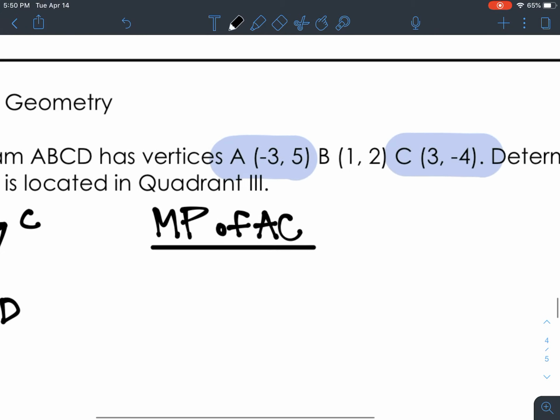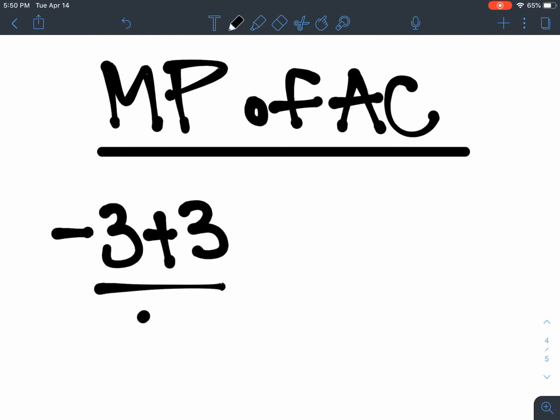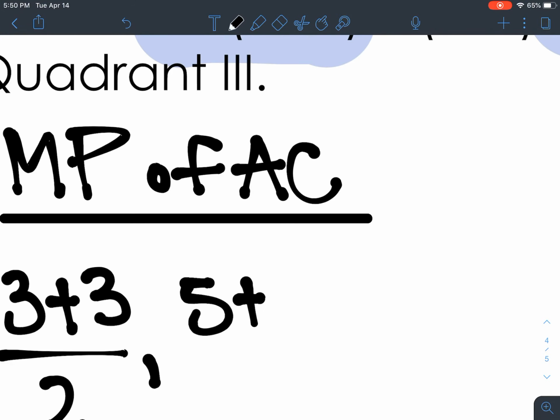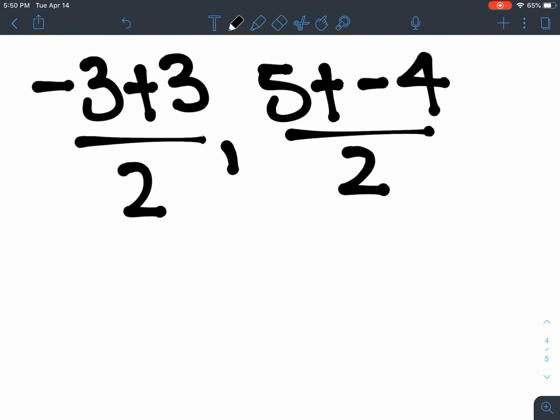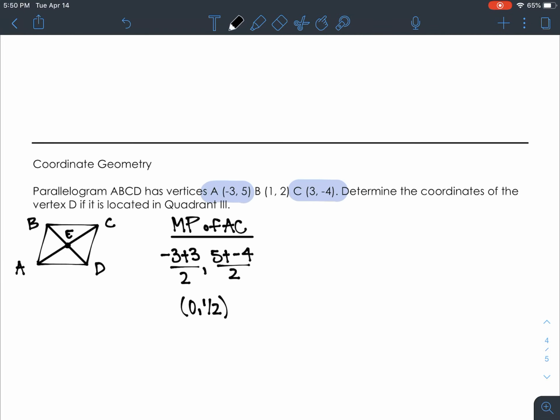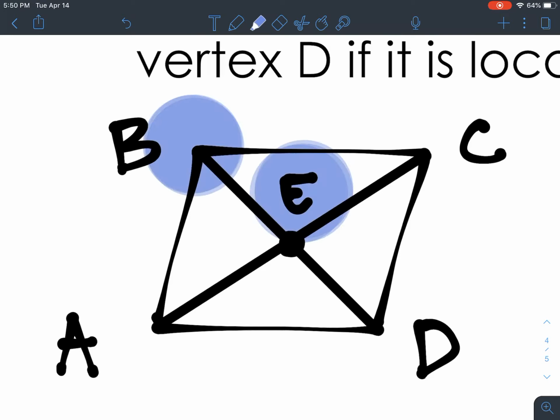So the midpoint of AC, we're going to do -3 plus 3 over 2, comma, 5 plus -4 over 2, which means that my midpoint is once again (0, 1/2). So that point E is (0, 1/2). Now, we are going back to chapter 1 on this. You guys have actually tested on this. How can we use this midpoint and this point B to find the missing endpoint D?